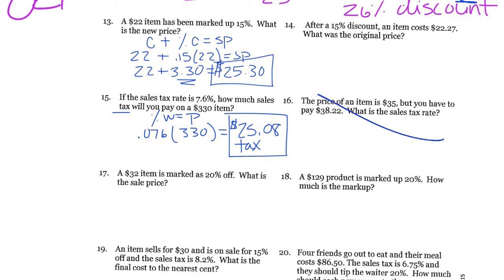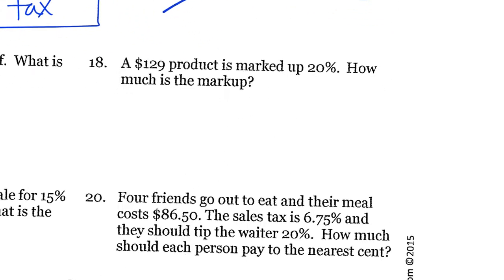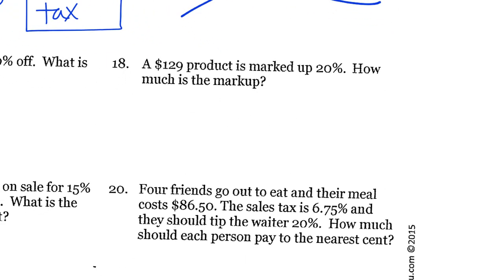Go ahead and skip number 16. Some of you may have tried it, but skip 16 as well. Number 17 is going to be a discount as well. So finding 20% off of 32, then subtracting. Number 18 is markup. And it wants to know how much the markup is. So let's go ahead and look at that one, okay?